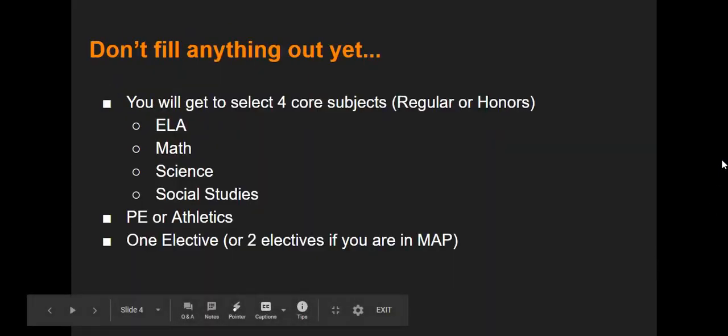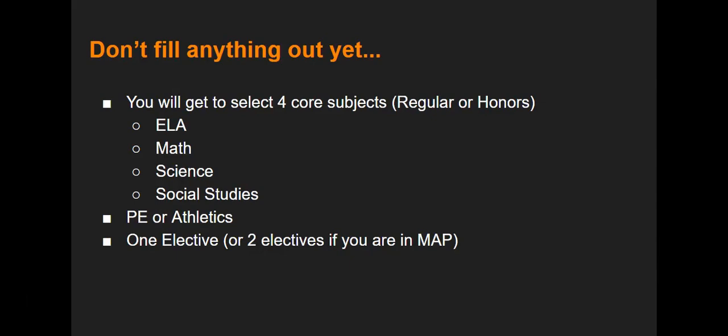As you move into seventh grade, here's a couple of things you need to know about the classes that are required. Everyone is required to take an ELA, a math, science, and social studies class. You are still required to take a physical activity. Your options in seventh grade are PE or athletics. You will also have one elective.